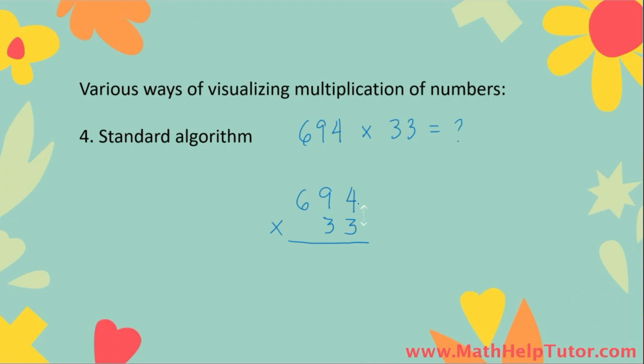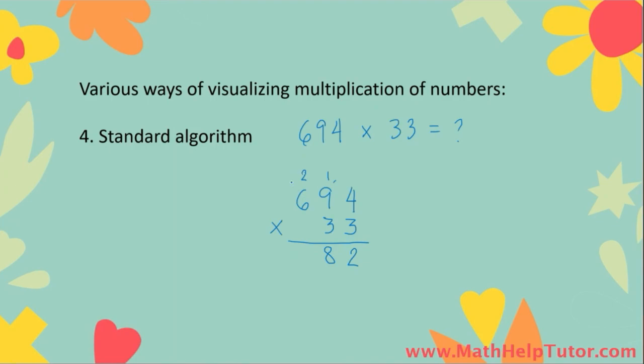We have 4 times 3, which gives us 12. Remember, we write the last digit and then we carry over the first digit. Next, let's do 9 times 3, which is 27. But remember, we have a carryover. So 27 plus 1 gives us 28. So instead of writing 28 over here, we write the last digit, which is 8, and then we carry over the 2 over here.